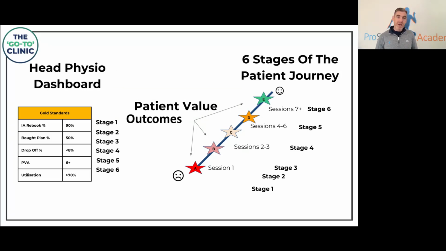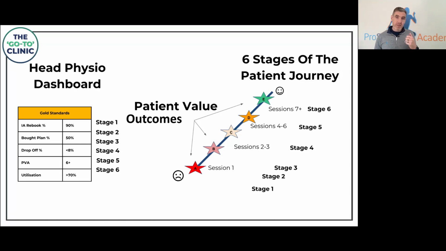We know that there's key actions that need to happen in stage 1, stage 2, and stage 3. Okay, we look at that, and then we look at the patient value outcomes, and we can see where the problems are lying. So hopefully at this stage now, you can see the power of this. Your IA Rebook Rate is obviously your patients that have rebooked and turned up to the second session. Hopefully by now you understand that there's 3 key stages the patient needs to go through in order to achieve that.